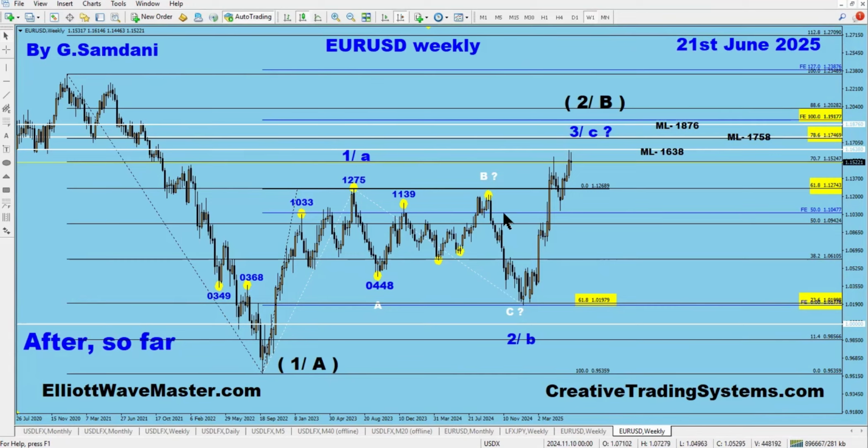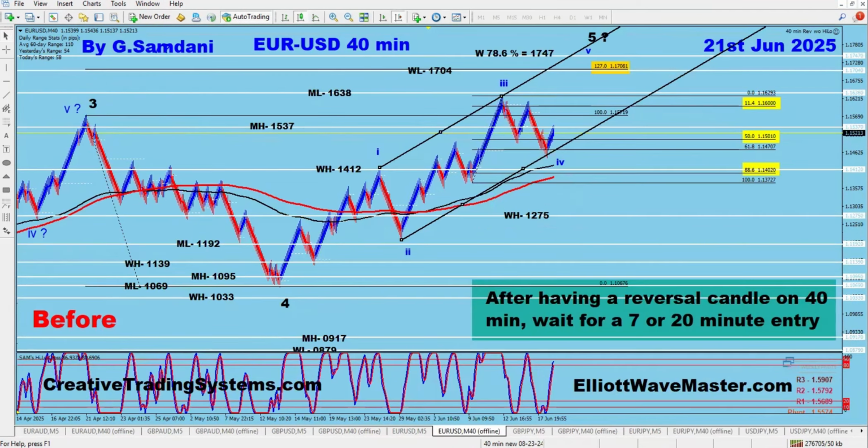This is the big picture, but the small swings, like this one, up and a little down, and then up and a little down. These are small swings, and I see those swings in here. So the EUR-USD 40-minute chart is like this. This is my swing chart. This is the setup to trade on a daily basis and take the entries from the 7-minute and 20-minute charts.